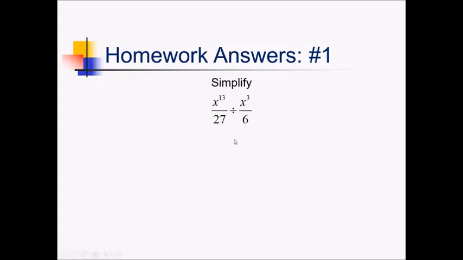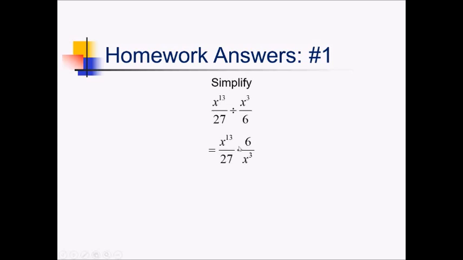To divide these fractions, let me multiply by the reciprocal. So I'll do x to the 13th over 27 times 6 over x cubed. So same, change, and then flip. And since these are in different fractions, but they're multiplying the fractions, I am allowed to cross-cancel or cross-reduce things. I should probably do that before I multiply stuff together.